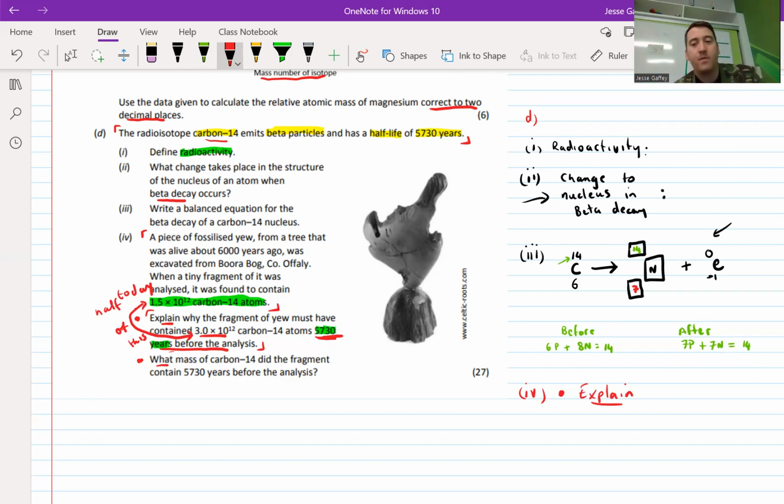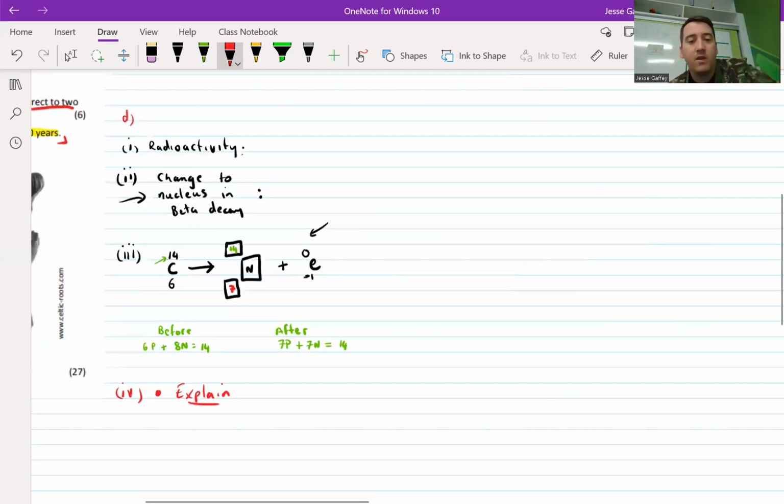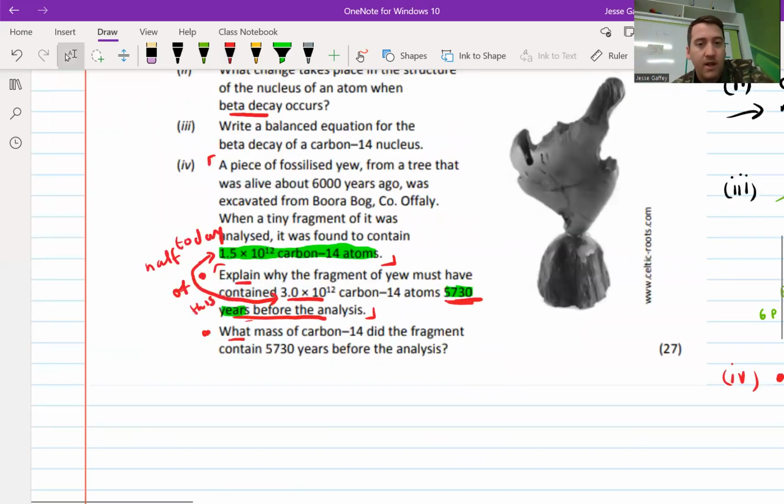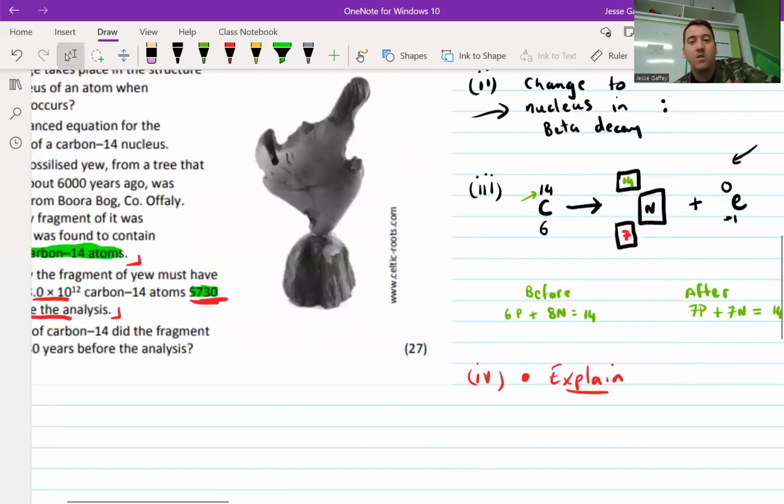Pausing the video now. Okay, right, we're going over to the mark scheme. What does it say? Explain why. Well, 5,730 years is the half-life. And what is the half-life? The half-life is the time taken for half the nuclei in a radioactive sample to decay. So after one half-life, we will have half the number left. So if we have 1.5 by 10 to the 12, then we should have had twice that number one half-life ago, 3 by 10 to the 12. So explain why.